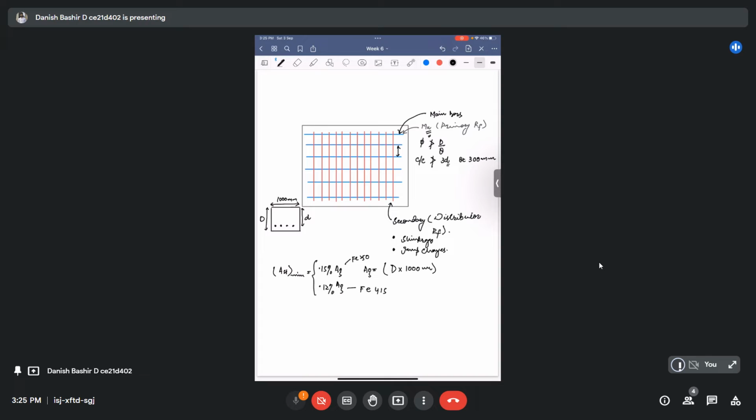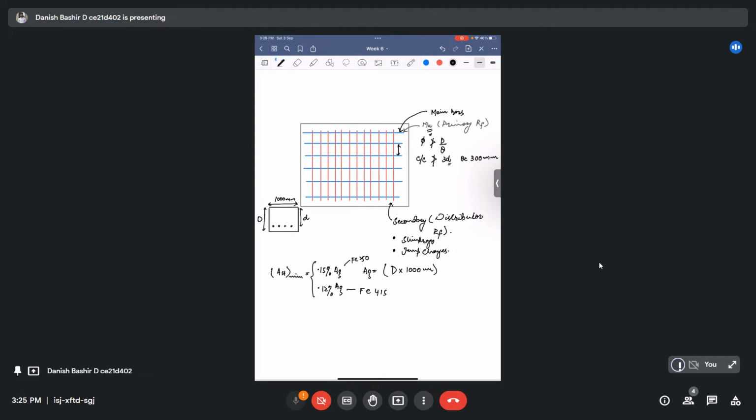The same kind of limit applies to the secondary or distribution reinforcement as well. Their spacing should not exceed 5d or 450 mm. So these are the basic things required for the design of slabs in one direction. We will begin our problem. There is nothing more required in this. These are the basic things that we require.